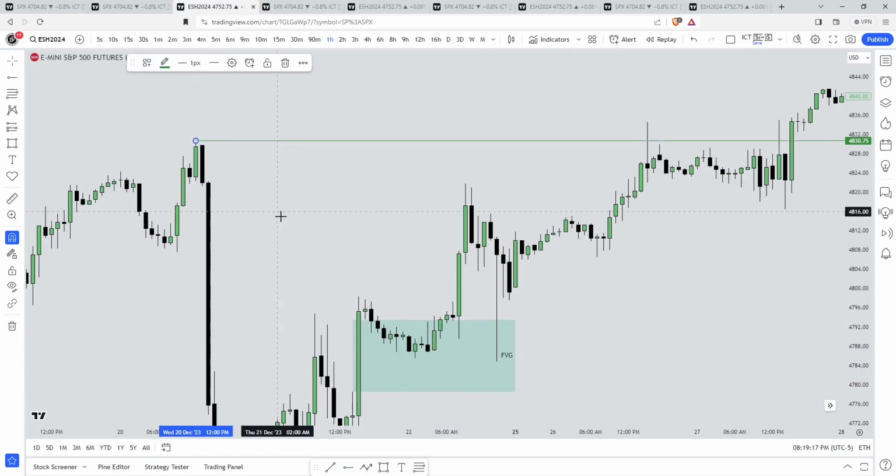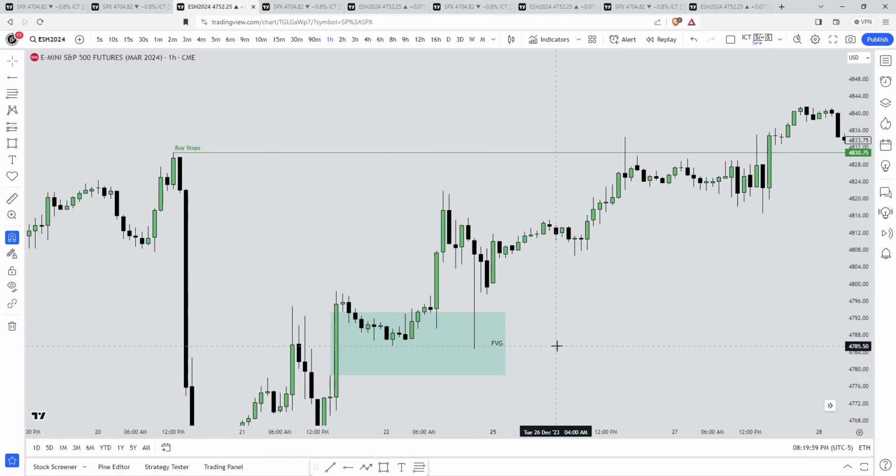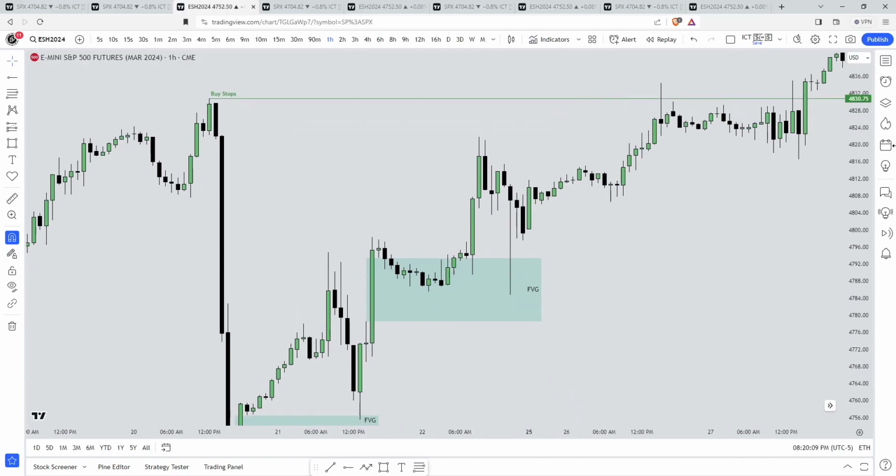I'm buying because the draw on liquidity is for price to target the highs above here. So I'm going to teach a model in this series where you'll be able to find the draw on liquidity. You'll be able to know which levels to target, and that'll help you to mark out PD arrays along the way and be on the right side of the curve.